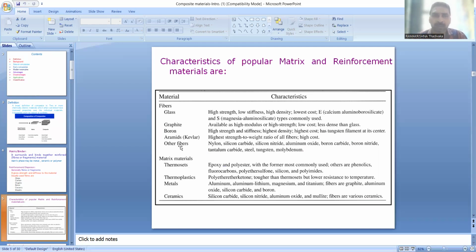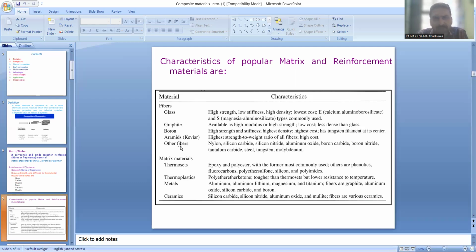That is the glass fibers. What are the different characteristics of glass fibers? High strength, low stiffness, and high density. At the same time, the advantage is low cost. The types of glass available in the market are E-glass and S-glass, which are commonly used.